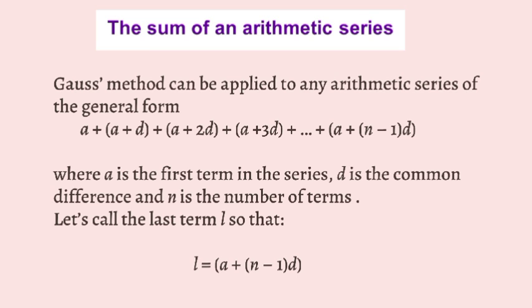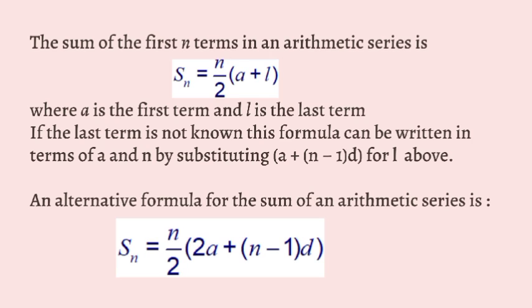This method can be applied to any arithmetic series of the general form a, a plus d, a plus 2d, a plus 3d, etc., up to a plus (n minus 1) times d. a is the first term in the series, d is the common difference, and n is the number of terms. Let's call the last term L, so that we get L equals a plus (n minus 1) times d.